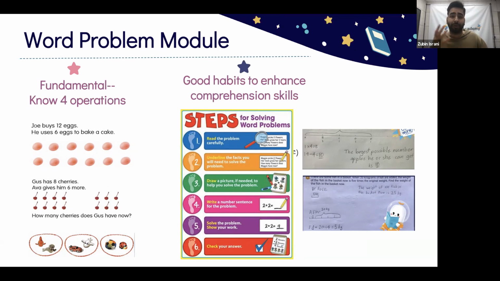Write the number sentence for the problem. What do I mean by number sentence? Say, Jimmy has 5 less than, but 2 times more apples than Johnny. What does that mean? Underline that, put the operation on top of the question so you don't make that mistake when you're actually solving it. Solve the problem with some good steps and check your answer.